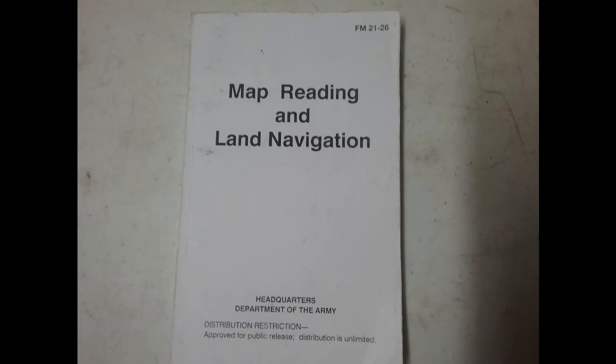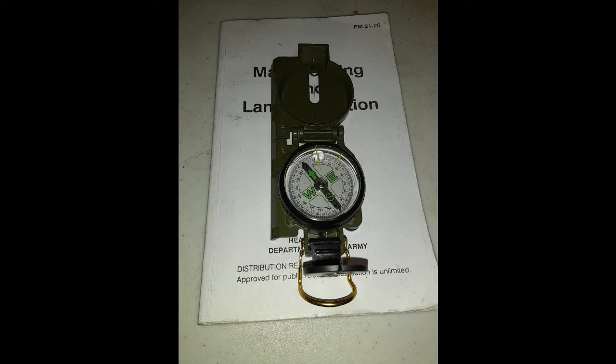So we are going to use the Field Manual FM 21-26, Map Reading and Land Navigation, by the Department of the Army, as well as a Lensatic compass that is used by the military. This one here is the one that I use, which is a lower brand but still quality, and uses magnetic north as a compass to get bearings and to move about.